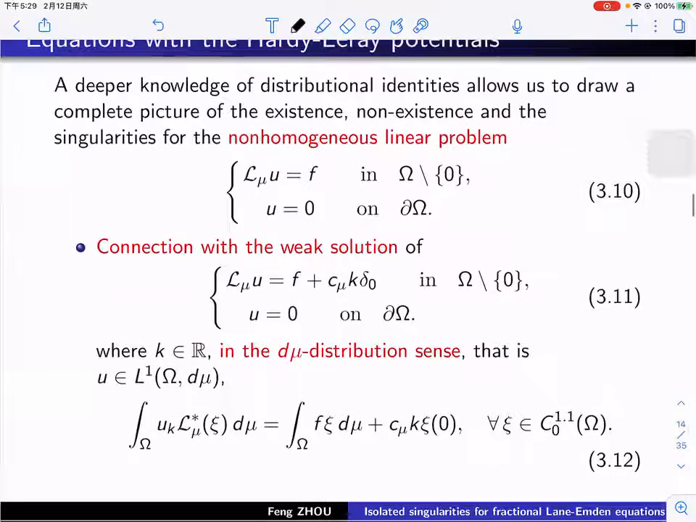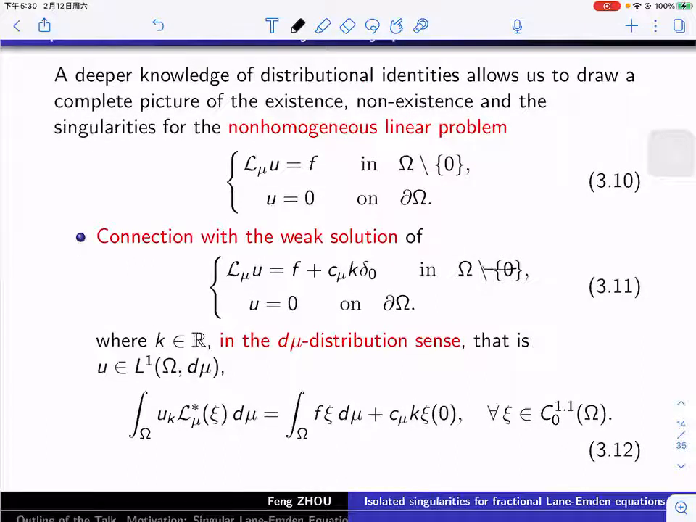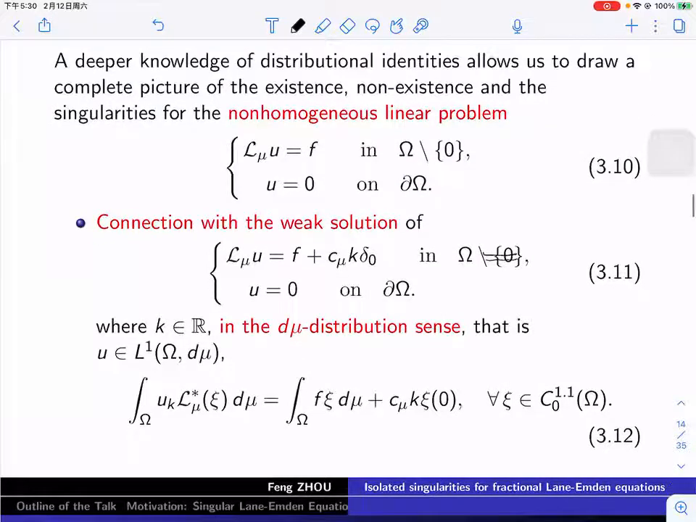And then we have studied the linear problem L_mu u equal to f, u equals 0 on the boundary, and we have made a connection to the weak solution of the equation 3.11. That means L_mu u equal to f plus c_mu k times delta_0. In this sense, in the sense of d mu distribution, we then get the solution of the above equation.